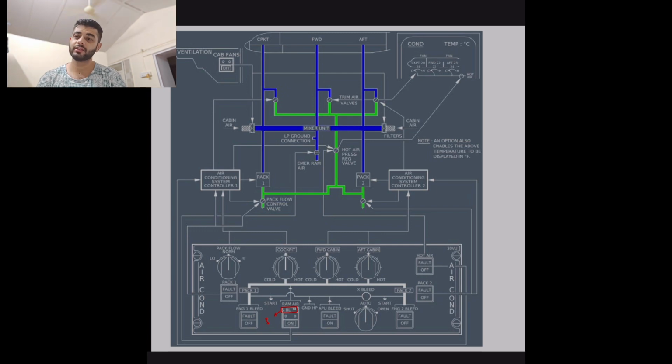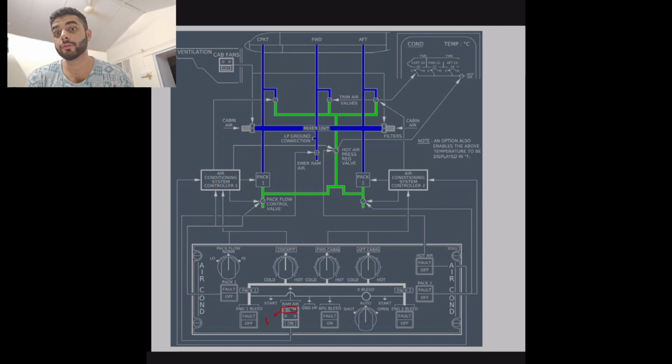If a trim air valve fails, they are electrically controlled by the ACSC anyway. It adjusts the temperature by adding hot air. Cockpit trim air valves are controlled by ACSC1, and ACSC2 handles the forward and aft trim air valves. As such, for a trim air valve failure, you just lose regulation of the temperature. Temperature regulation is lost, but not on the other sides. Only that one will be lost.